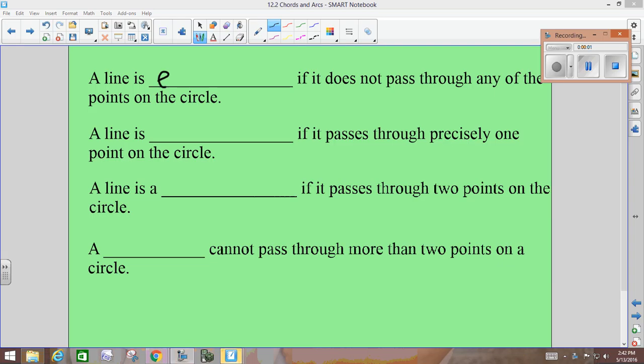Say a line is an exterior line if it does not pass through any part of the circle. You have a little picture to the bottom right of these four words. Label which line represents an exterior line. One of those four does not pass through any part of the circle.